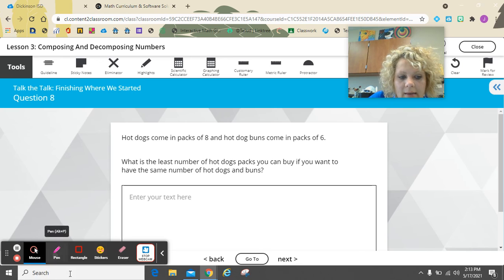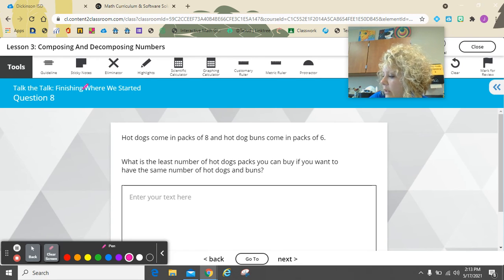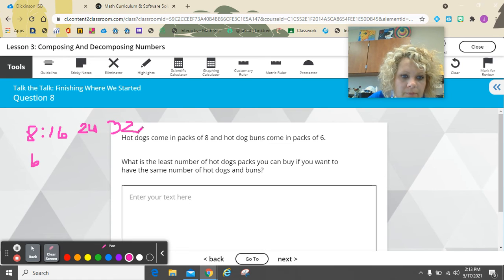So I'm going to go ahead and grab my pen and start the multiples. So I have 8 and I have 6. I am going to do the first 6 multiples of 8. So I'm going to count by 8 6 times. So I have 16, 24, 32, 40, and 48. Okay. So 1, 2, 3, 4, 5, 6.